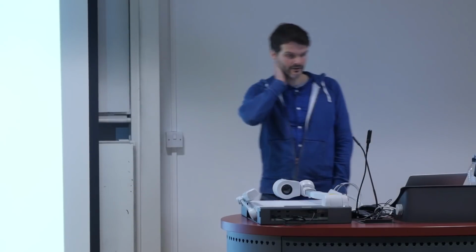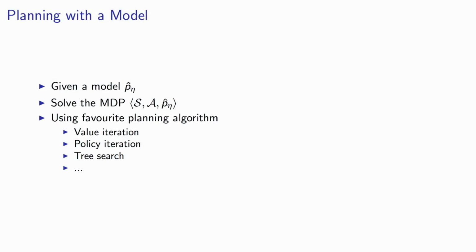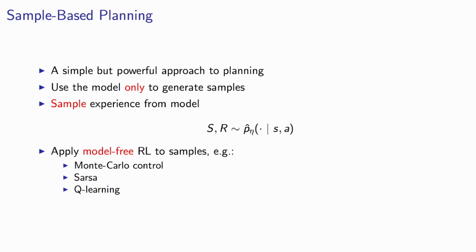Okay, so now we've talked about what type of model you might learn, how you might represent that model, and now of course we still want to use that model. So for now, we're going to assume that this p hat eta is built up from somewhere. You have it. And one thing that you could do is just sample from it and then use model-free reinforcement learning. It might be a little bit surprising because we're going to do model-based stuff. We're going to plan, but this is a form of planning.